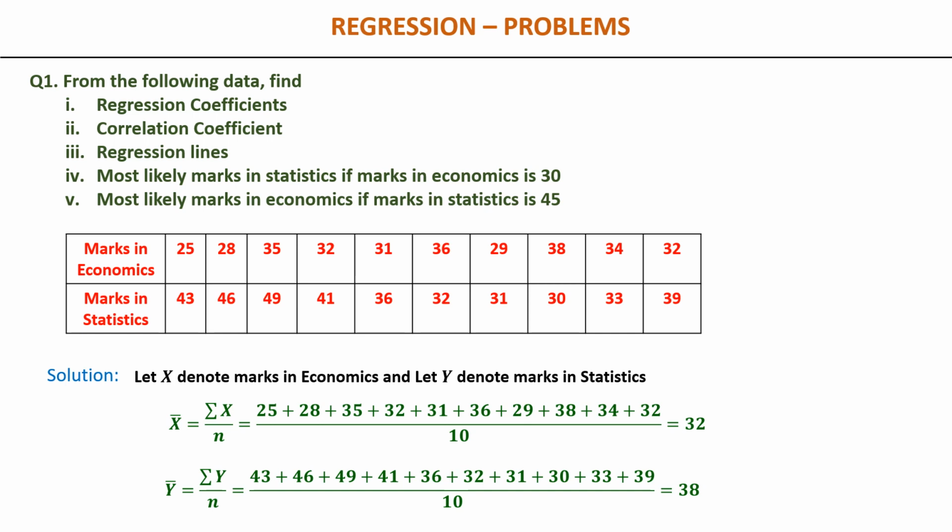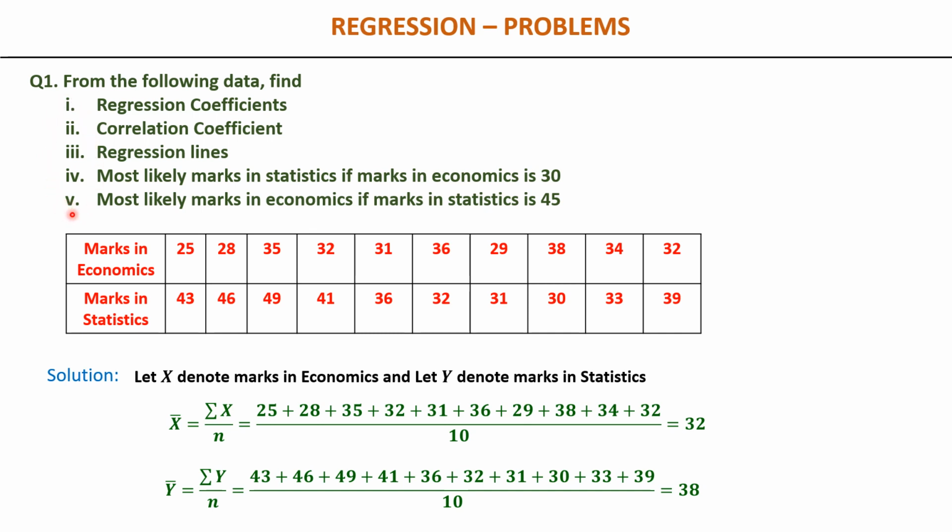Let's read the first question now. From the following data, evaluate the regression coefficients, correlation coefficient, regression lines, most likely marks in statistics if marks in economics is 30, and most likely marks in economics if marks in statistics is 45. So we are given a table of values of 10 students who have secured so many marks in economics and in statistics. And basing on this table, we need to evaluate all these 5 components.